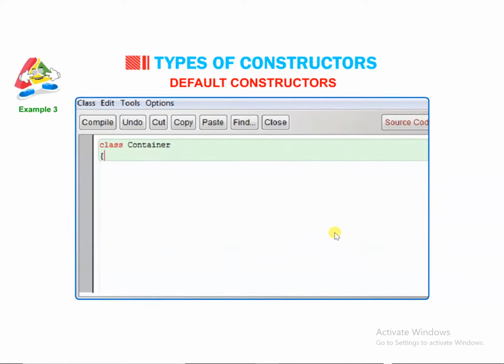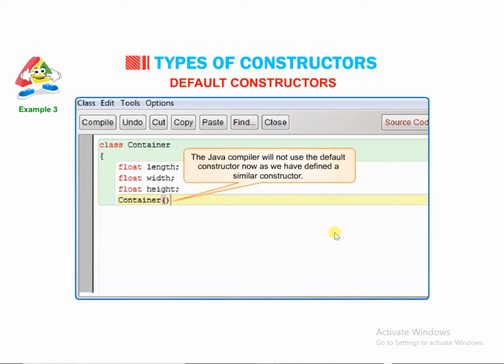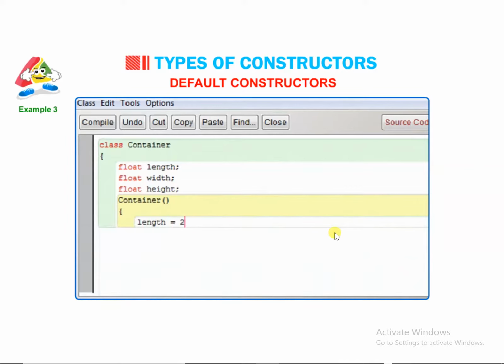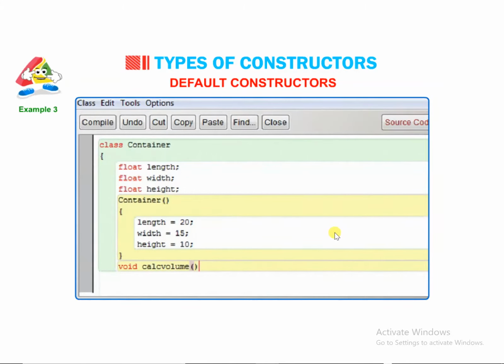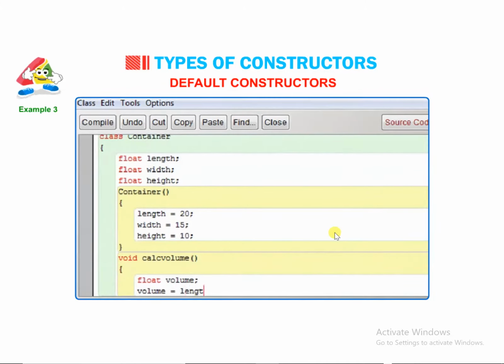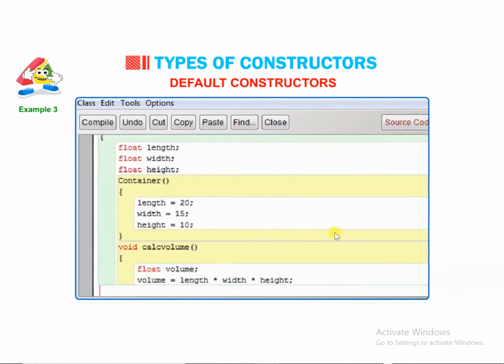Class container, braces open, float length, semicolon, float width, semicolon, float height, semicolon. Container, parenthesis. The Java compiler will not use the default constructor now as we have defined a similar constructor. Braces open, length equals 20 semicolon, width equals 15 semicolon, height equals 10 semicolon. Braces close. Void calcVolume parenthesis. Braces open, float volume, semicolon. Volume equals length times width times height, semicolon.